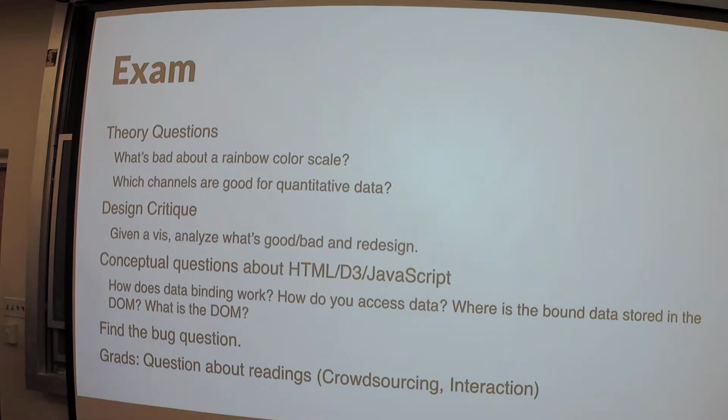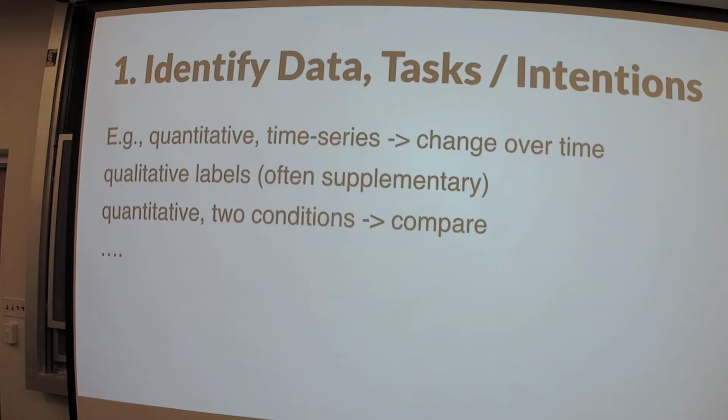Okay, so now let's talk about critiquing visualizations. The first thing, if you want to critique a visualization, is to definitely identify the data, the tasks, and the intentions. Tasks and intentions aren't always obvious, but very often, based on what the visualization shows, you can infer them. For example, if you have a quantitative time series visualization, the author probably wants to communicate change over time.